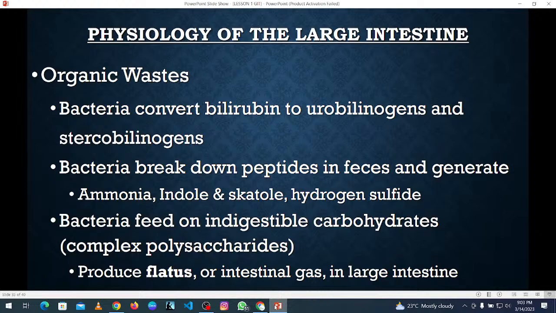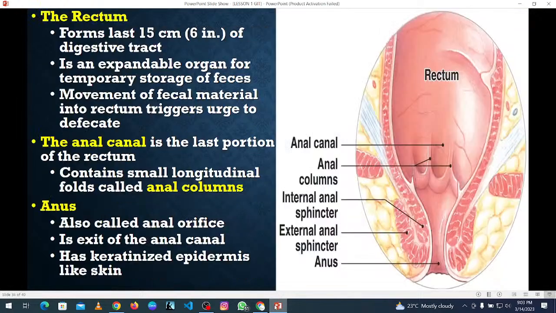From our choice of food, from the foods that we eat, we can have victory over sin. So we have the rectum. There are certain procedures that we'll be doing.